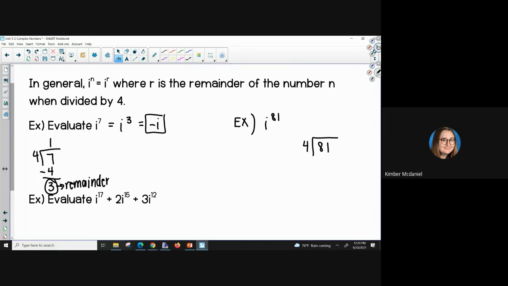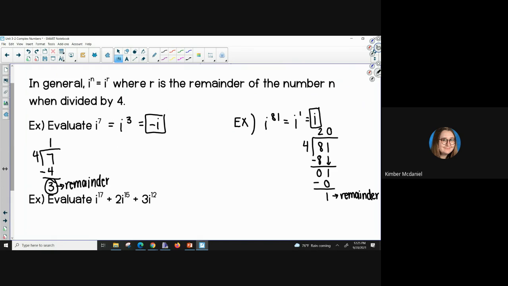Okay, 81. How many times can 4 go into 8? 2. So 2 times 4 is 8. That gives us 0. Bring down your 1. How many times can 4 go into 1? 0 times. 0 times 4 is 0. So our remainder is 1. So that means i to the 81st power is equivalent to i to what power? The first power. And anything to the first power is just i itself. So it's going to be i.